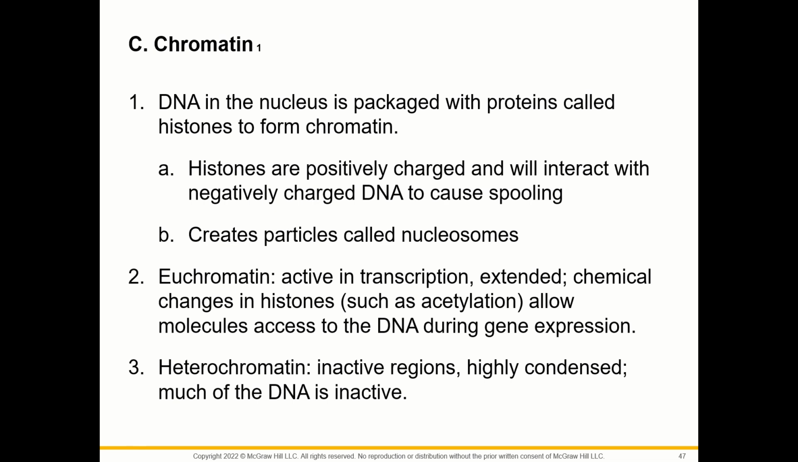Heterochromatin is inactive regions, highly condensed, and it occurs where much of the DNA is inactive. As long as an area of chromatin is in the condensed state, its genes are inactive. In the euchromatin, genes may be activated or repressed at different times.